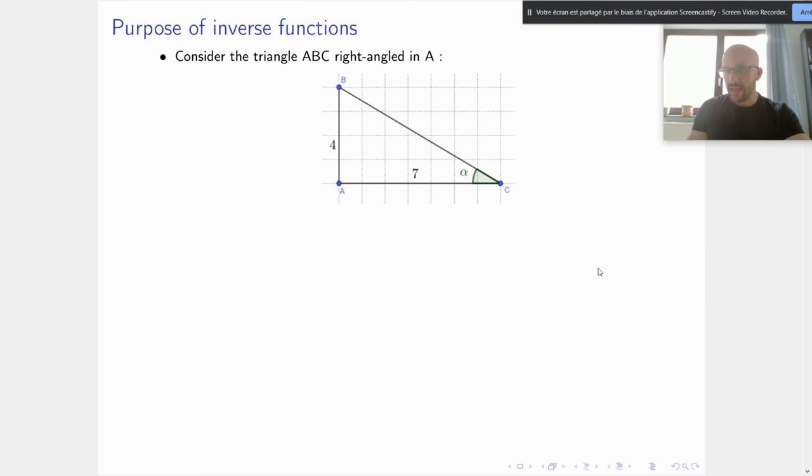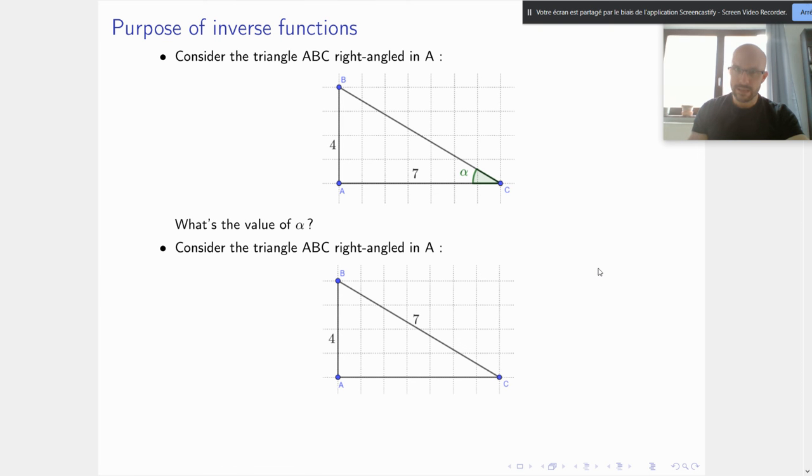So you have here a right angle triangle. You know the length of AB, you know the length of AC, and you want to compute the value of alpha. Second question, you know the length of AB, you know the length of BC, and you want to know the length of the segment AC.